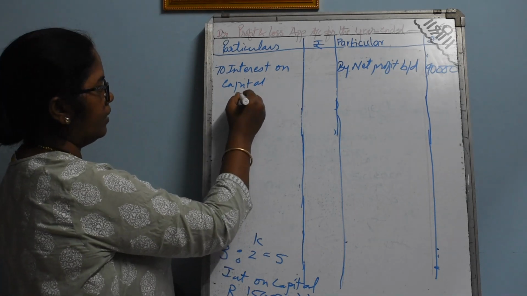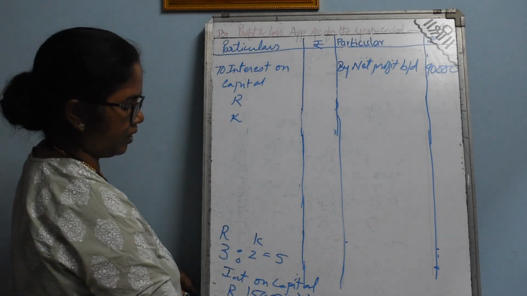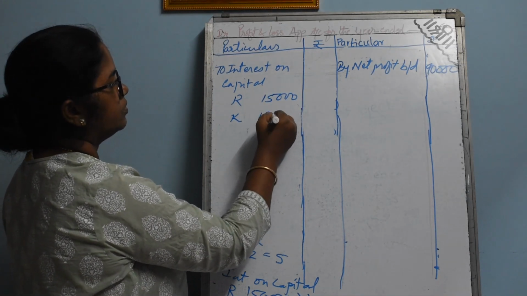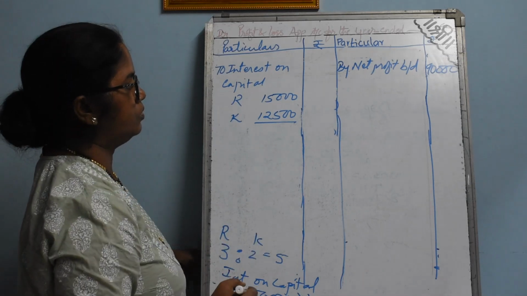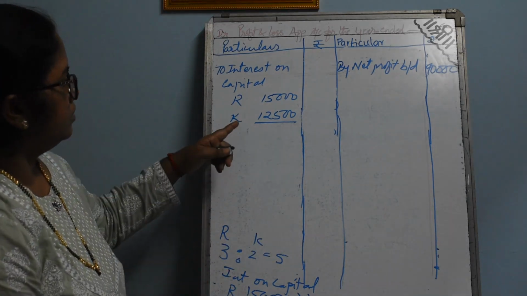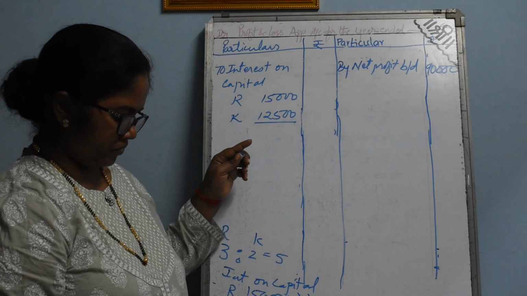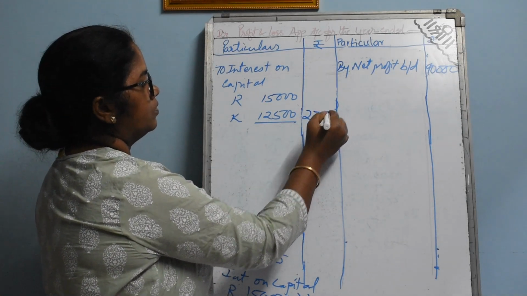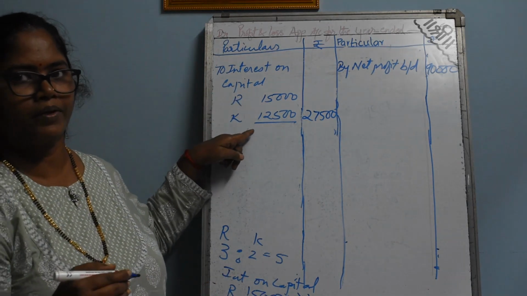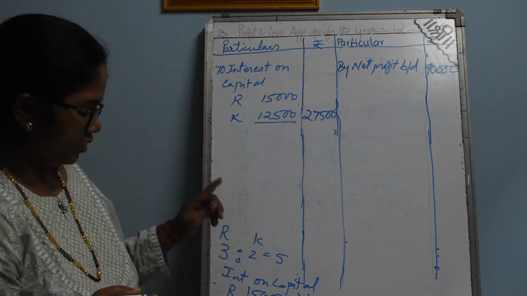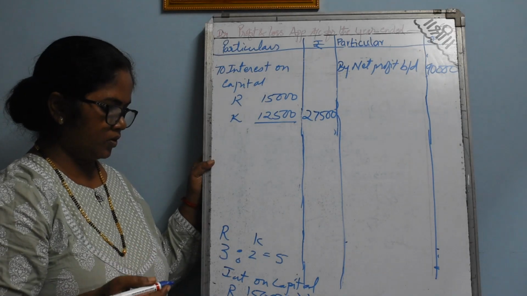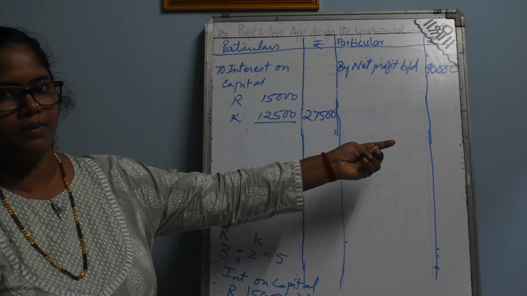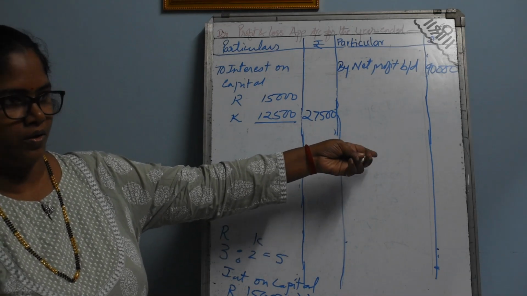So we will take R and K. Their interest is 15,000 and 12,500. Total comes to 27,500 in the outer column. So you have to add both interest on capital and write in the outer column. So the first point A is over because no interest on drawings is there. You cannot give them any interest if the partnership deed is silent regarding interest on drawings.